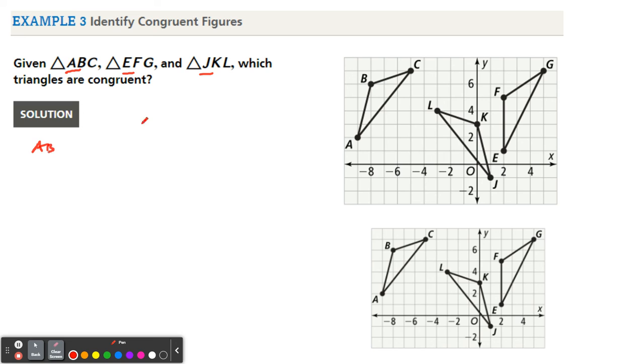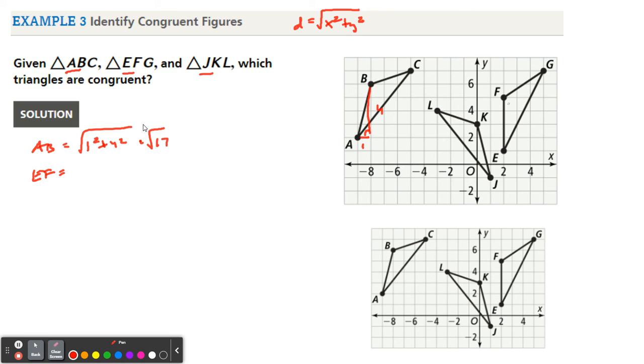So A to B is right here. I'm going to make my right triangle. If you remember the distance formula, the distance formula is the square root of x squared plus y squared. So AB, we would go 1 to the right and up 4. There's your right triangle. So it's going to be 1 squared plus 4 squared in the square root. That'd be the square root of 17. That's all we need.